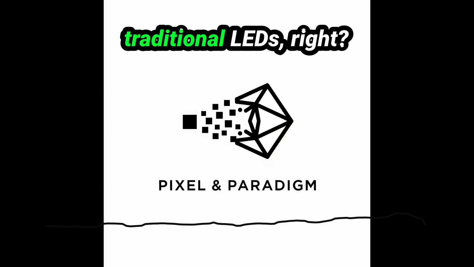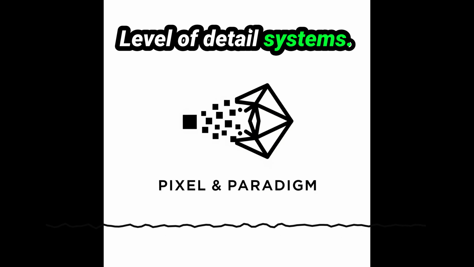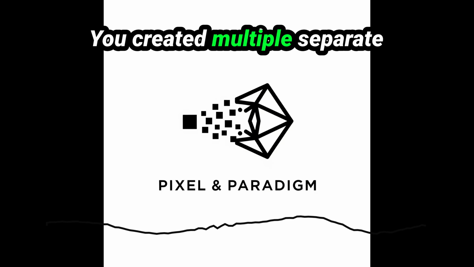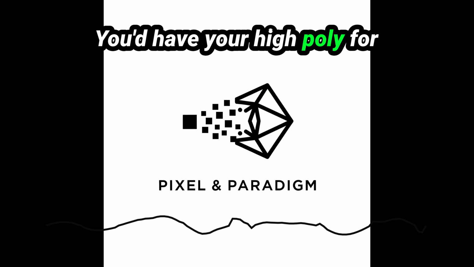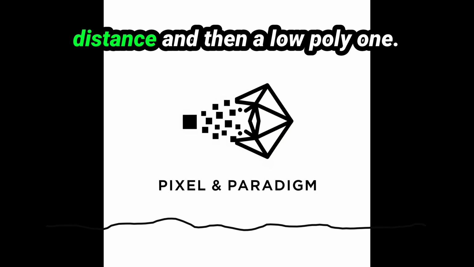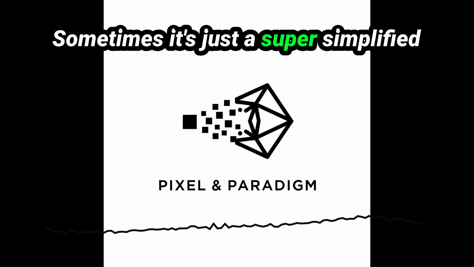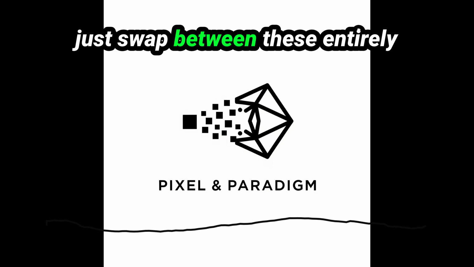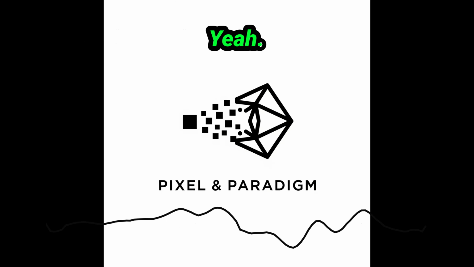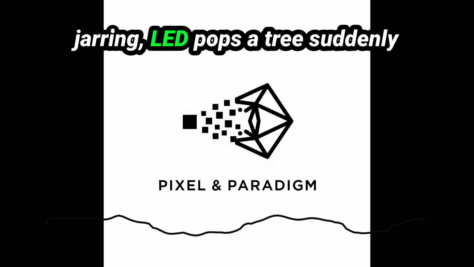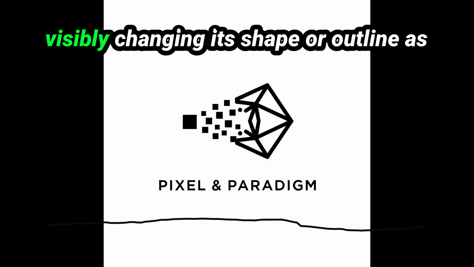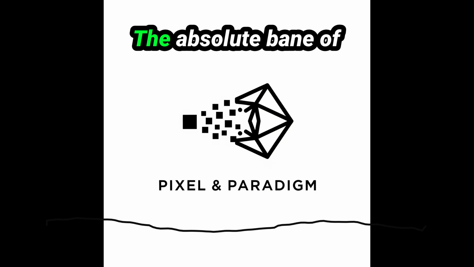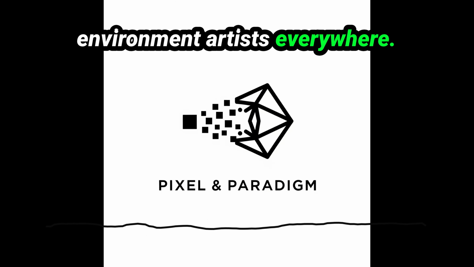So that's different from traditional LODs, right? Level of detail systems. Totally different. A crucial departure. With old LODs, you created multiple separate versions of the same mesh. You'd have your high poly for close-up, maybe a medium poly for mid-distance, and then a low poly one, sometimes just a super simplified shape or even an imposter billboard for far away. And the engine would swap between these entirely different meshes based on distance. Yeah, and that's where you get those horrible, jarring LOD pops, a tree suddenly visibly changing its shape or outline as you got closer or moved further away. Exactly. The absolute bane of environment artists everywhere.